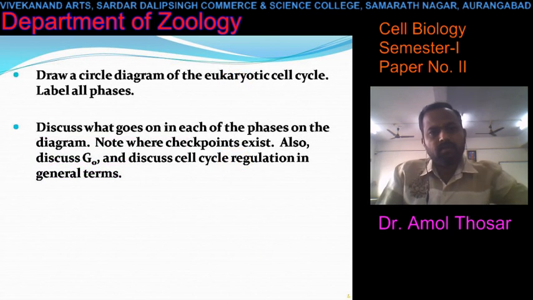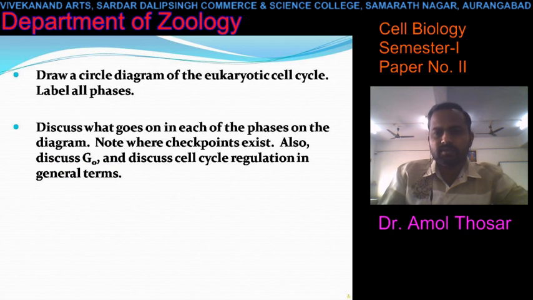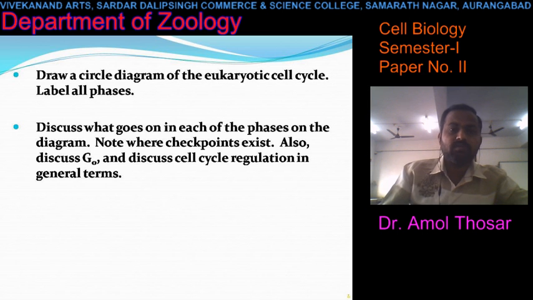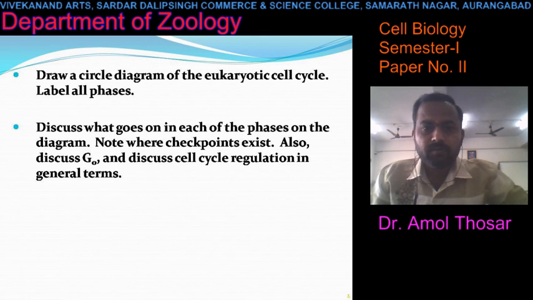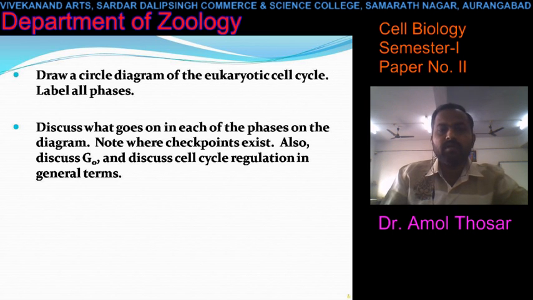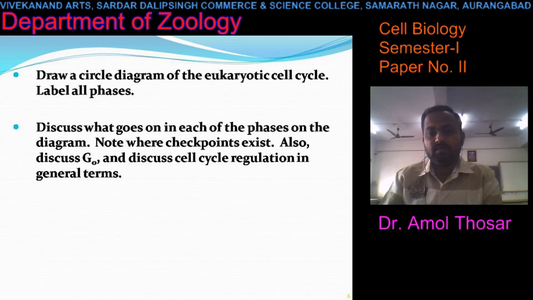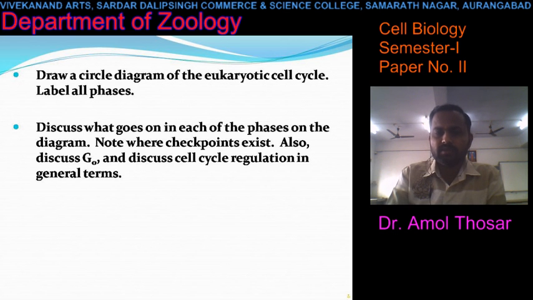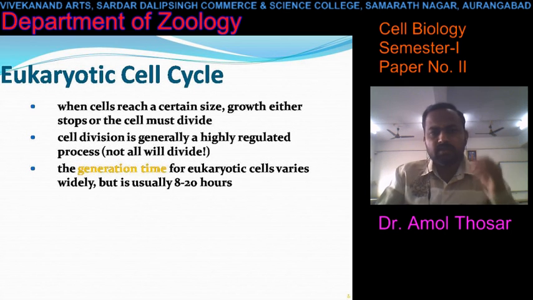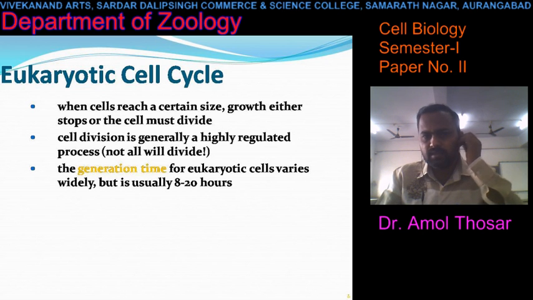Then draw a circle or diagram of a eukaryotic cell, label all phases, draw it, and discuss what goes on in each of the phases on a diagram. Note where the checkpoints exist, and also discuss G0 and cell cycle regulation in general terms. That is the eukaryotic cell cycle.